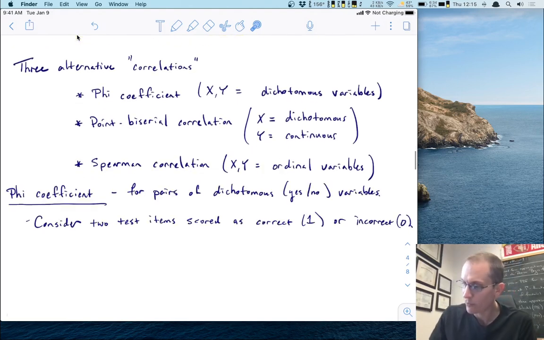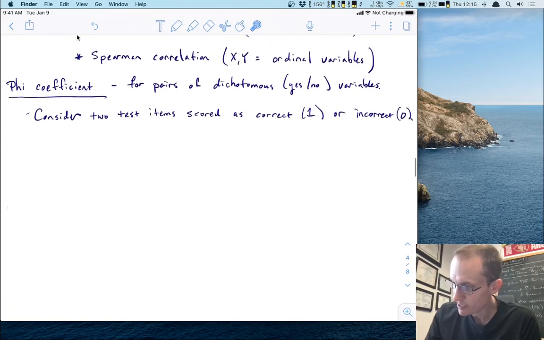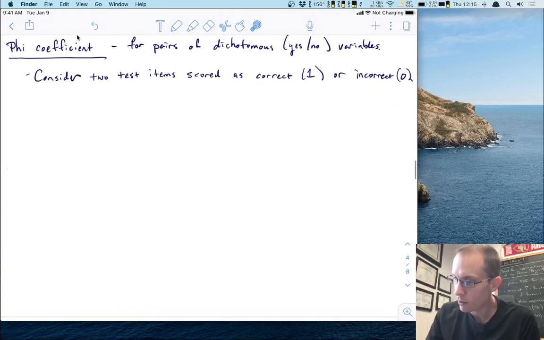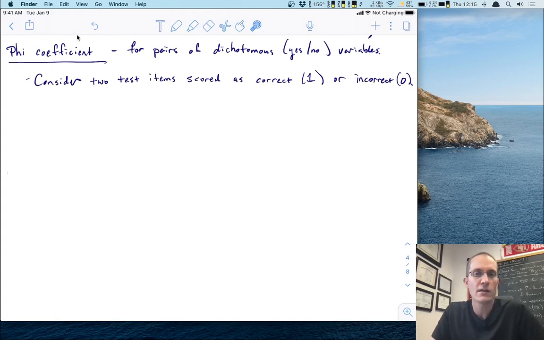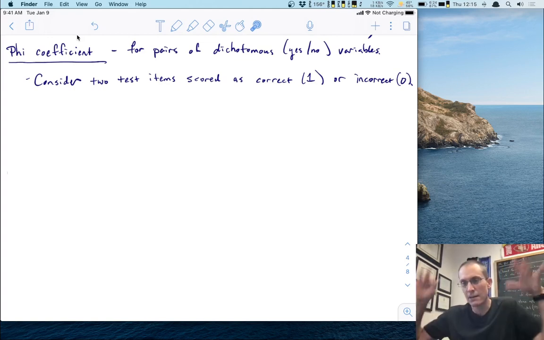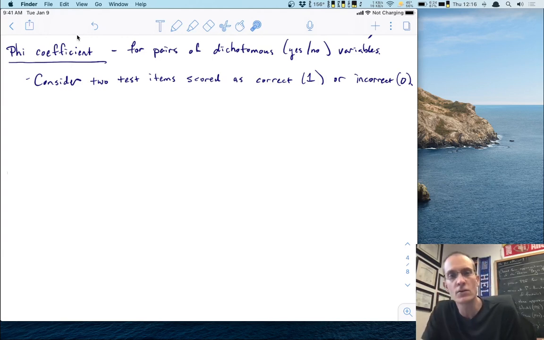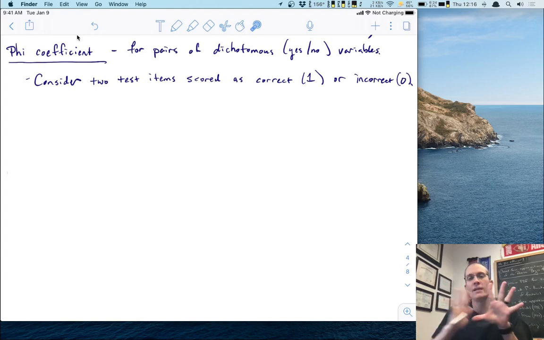So let's first talk about the phi coefficient. As we just mentioned above, the phi coefficient is appropriate when you have pairs of dichotomously scaled variables, that is, yes or no variables. So as an example, let's consider 2 test items. So you got a test and it's got multiple items on it. Let's just consider 2 of those. We want to see if their answers are associated with each other. But the problem is those 2 test items are only scored as correct or incorrect. The only data you can glean is a 1 or a 0, right?